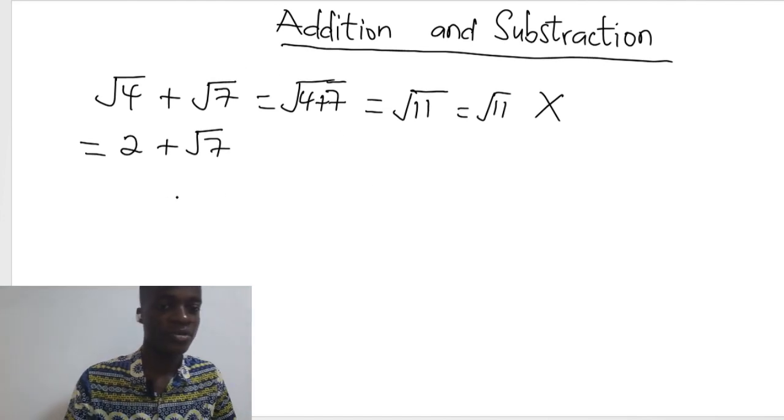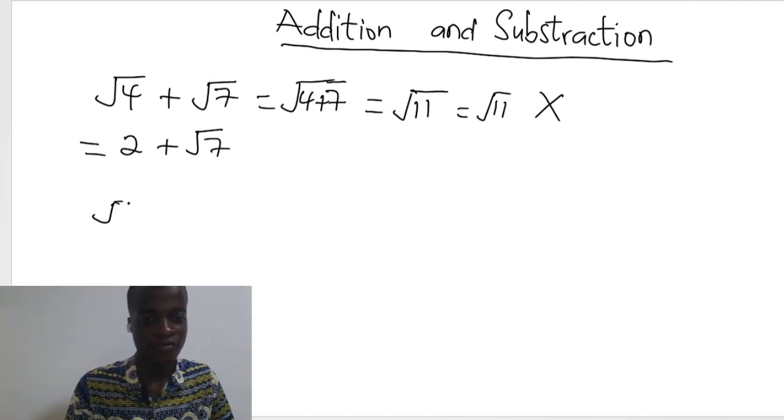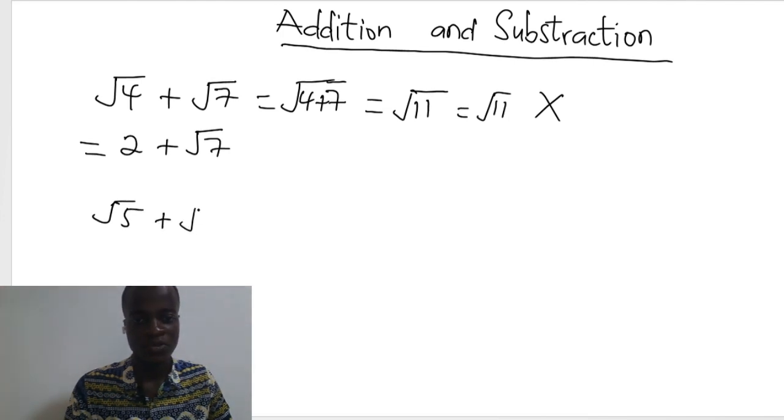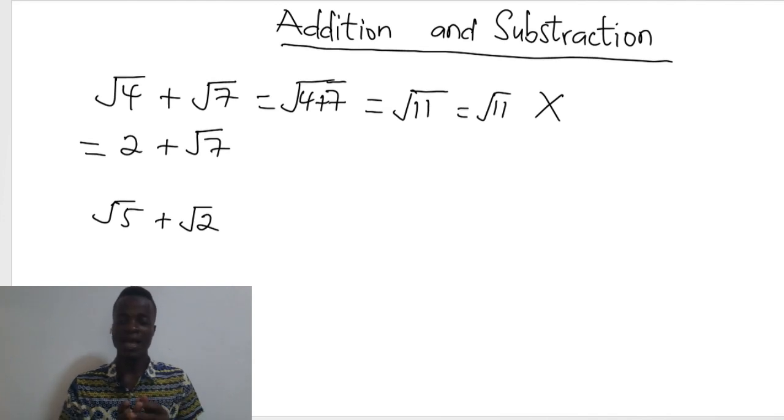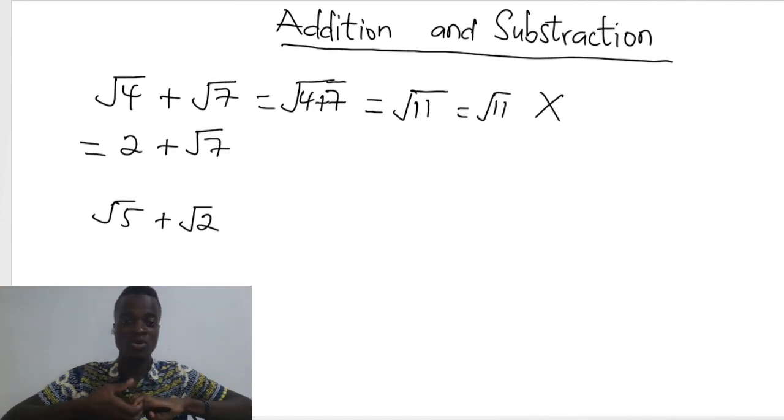I have square root of 5 plus square root of 2. So this is also addition, and in addition of surds, what did we say? Those under the square root don't interact. You can't add them. They don't interact among themselves.